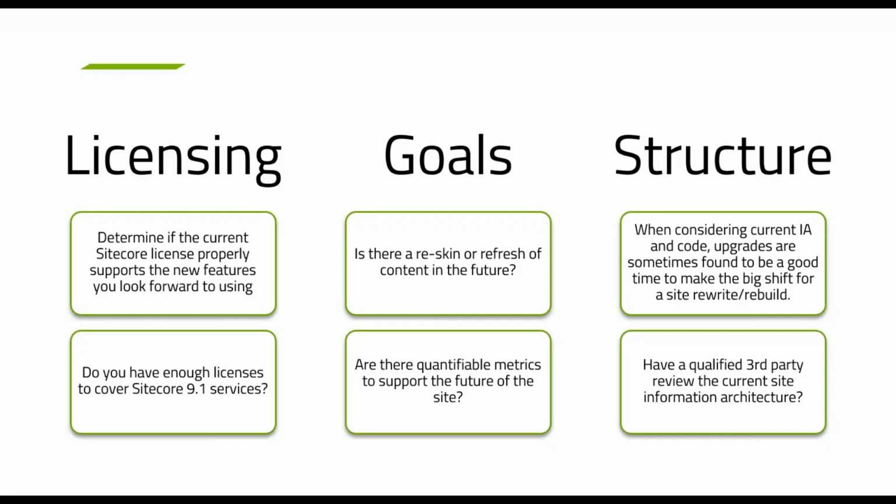If we're sitting on a Sitecore 7 version, is there a more modern IA that makes sense? Are we looking at a reskin or a refresh anytime near or in the future? Are there goals we've been unable to meet with our current site? And are there metrics for the site we're about to deploy where we can increase our chances of hitting those things? If the answer to some of these is yes, then we may want to look at doing it at the same time as the upgrade.